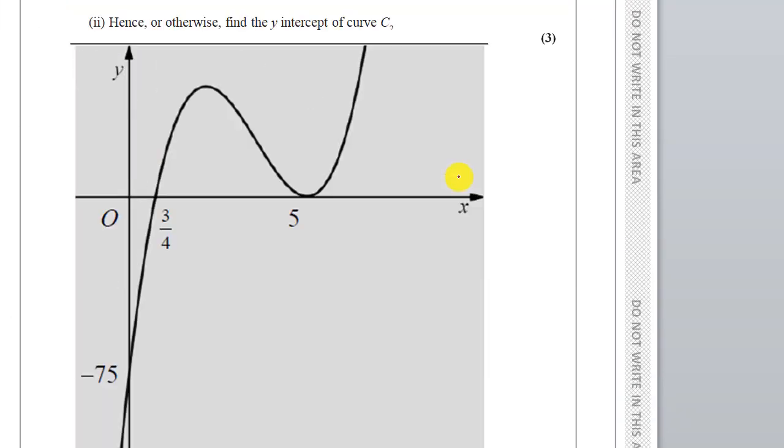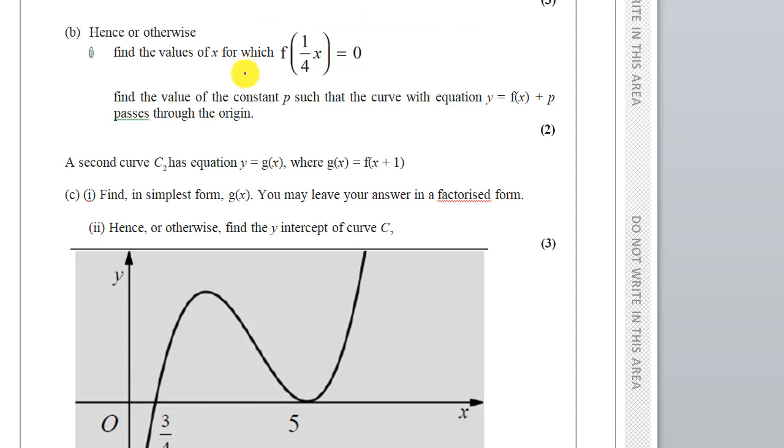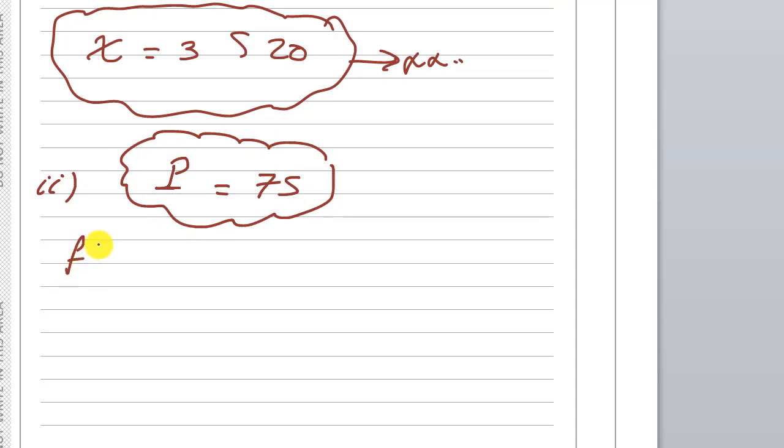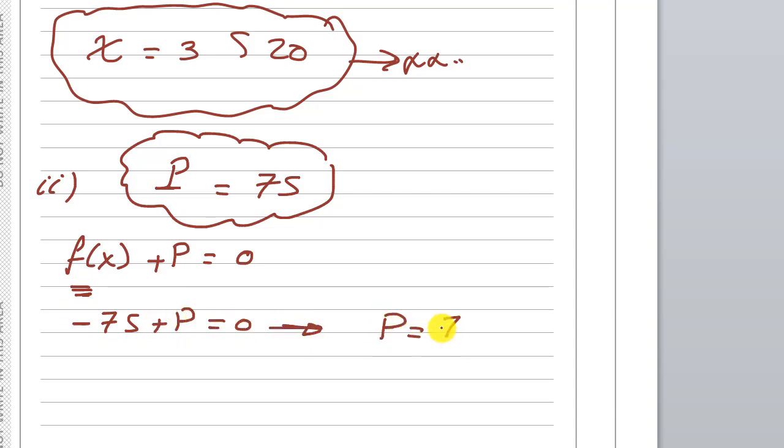Now, find the value of the constant b such that the curve with equation y equal to f of x plus b passes through the origin. So let us see. Find the value of b. Now b is equal to 75. Why 75? Because f of x plus b is equal to 0. So f of x here equal to 0 when minus 75 plus b is equal to 0. So from here b is equal to 75.